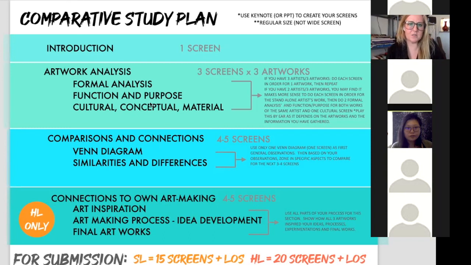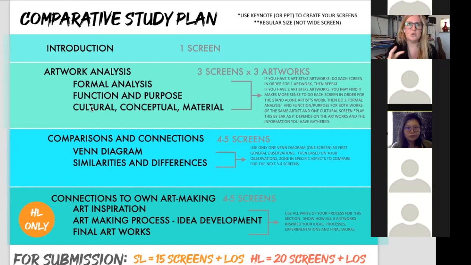Then, after the introduction screen, their artwork analysis is three screens if they're doing three artworks by three different artists: one formal analysis screen, one function and purpose, and one cultural. If they don't have enough on cultural, we look at conceptual and material. That's the plan. Things can move, they can have more information on formal analysis, which will lead into function and purpose. It's totally fine to be fluid, but if they start off with the plan, it gives them some foundation.